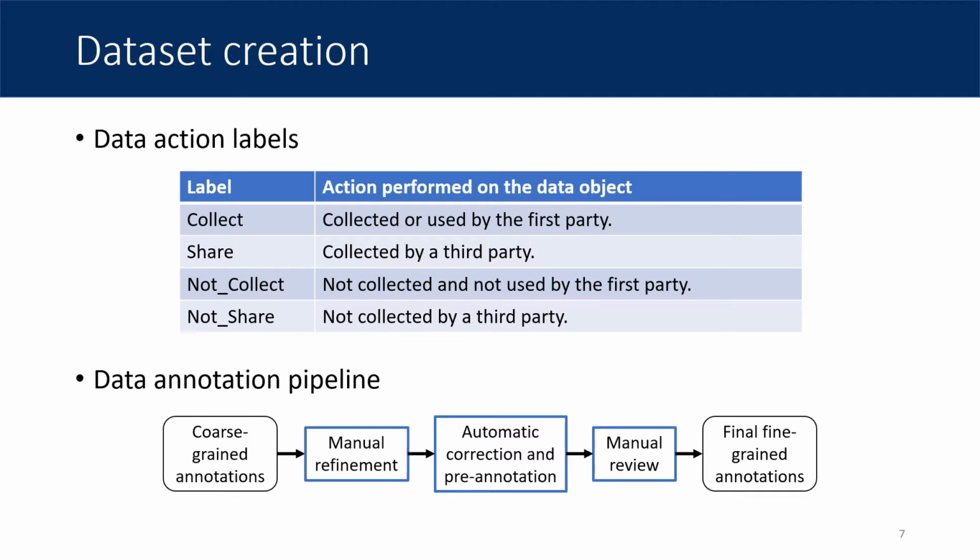To increase the annotation speed and quality, we use a semi-automated process that has four steps: pre-processing, revision of existing cross-grade annotation in OPP 115, automated correction and pre-annotation, and final review. These steps were done in sequential order for each document, and the output of the annotation pipeline is a dataset of privacy policies with fine-grained annotations.